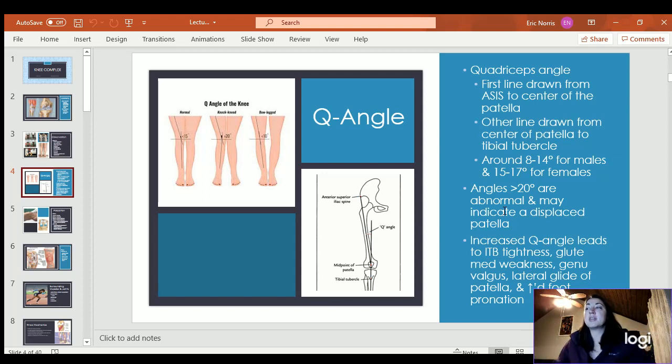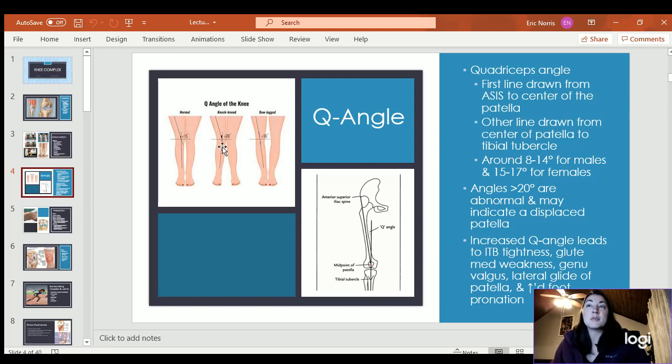more narrow at the knees, then it can cause more pressure on the medial knee, as we've talked about. It can be related to IT band tightness, weakness of the gluteus medius, genu valgus force at the knee, and then can cause a lateral glide of the patella, that J sign. And all of that, as it comes down the line, would cause an increased pronation of the foot and ankle.